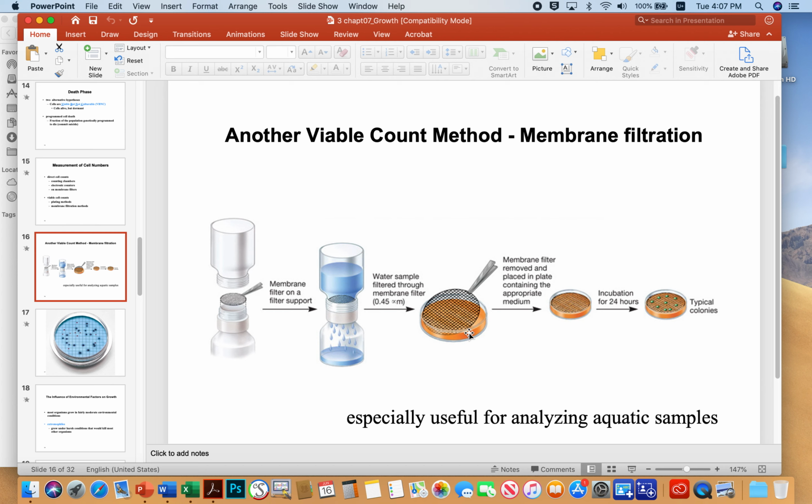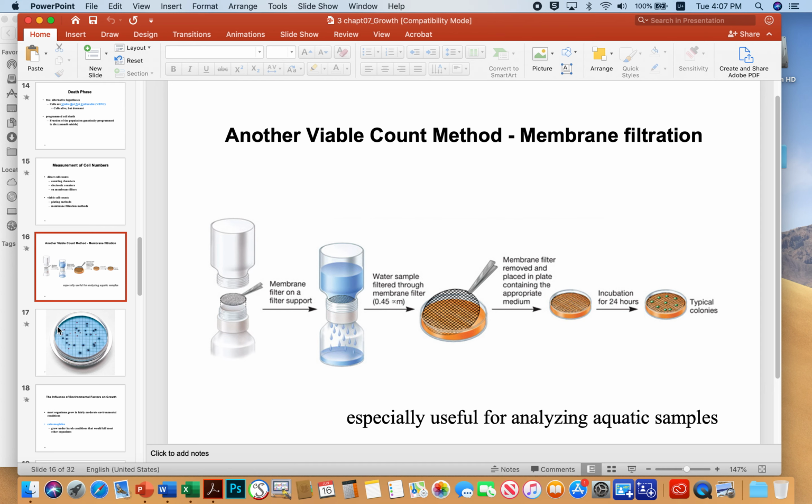It could be selective or differential for the growth of certain kinds of microbes, and then let them grow over a period of time, and you can do a direct quantification. So for example, if I put 100 milliliters of fluid through that sample and got 1, 2, 3, 4, 5, 6, 7, 8, 9 colonies, I can say that there are 9 cells per 100 milliliters and get an estimate of the concentration.